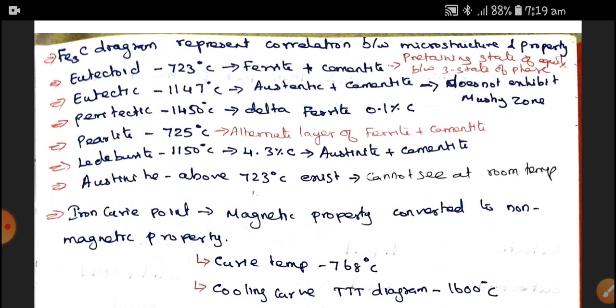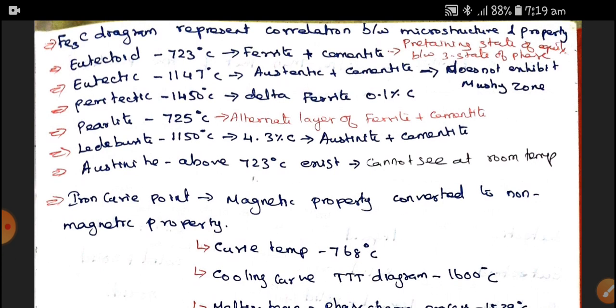Here you have to notice that in the eutectoid, the temperature is 723 degrees Celsius. At that juncture, it will be in the form of ferrite plus cementite. Ferrite plus cementite is in the form of pearlite. It pertains to a state of equilibrium between three phases. And eutectic is at the temperature of 1147 degrees Celsius, in the phases of austenite plus cementite. It does not exhibit a mushy zone.